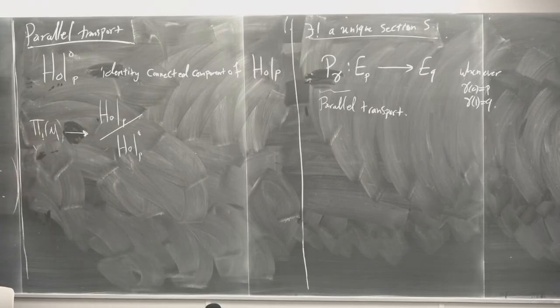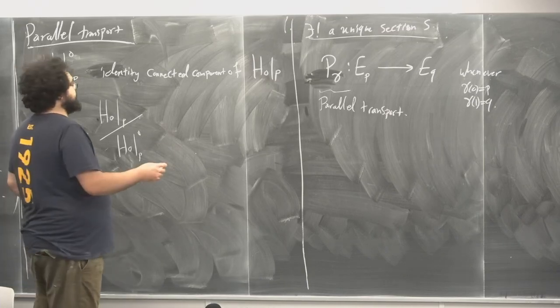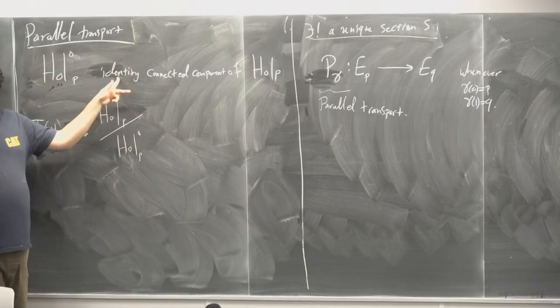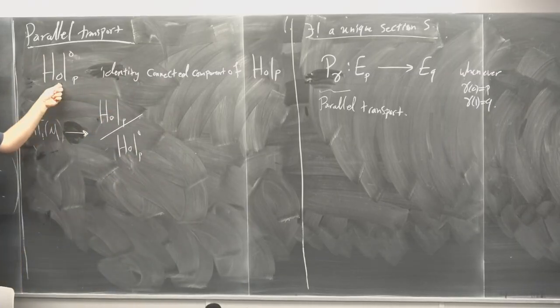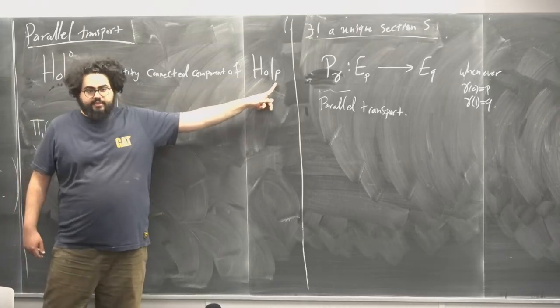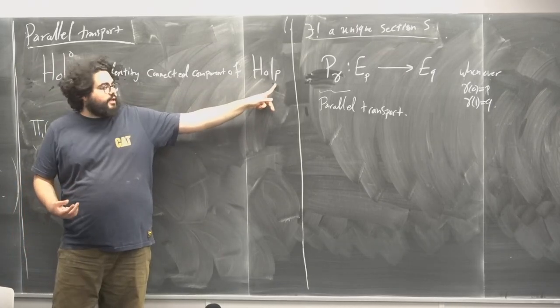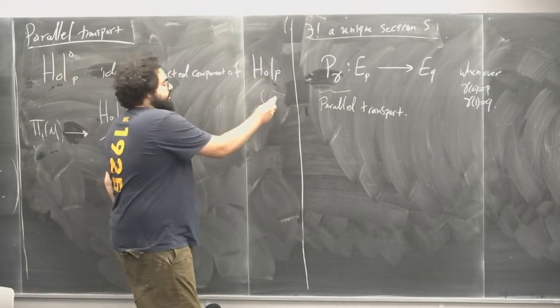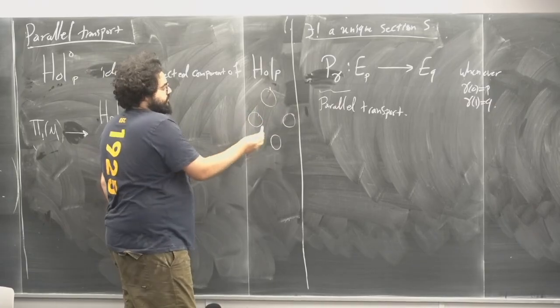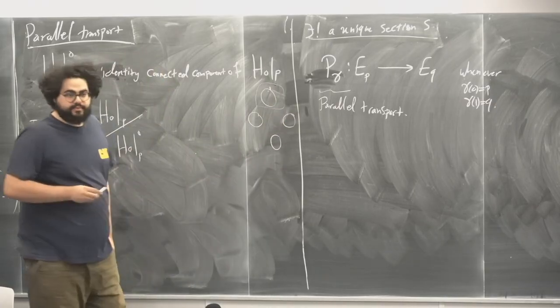What is the identity connected component? The identity connected component is the connected component that contains the identity element. So this is a Lie group, and so it contains an identity element. But in general, it's not connected. Let's say it has multiple components, like the identity is here. This will be the identity connected component.